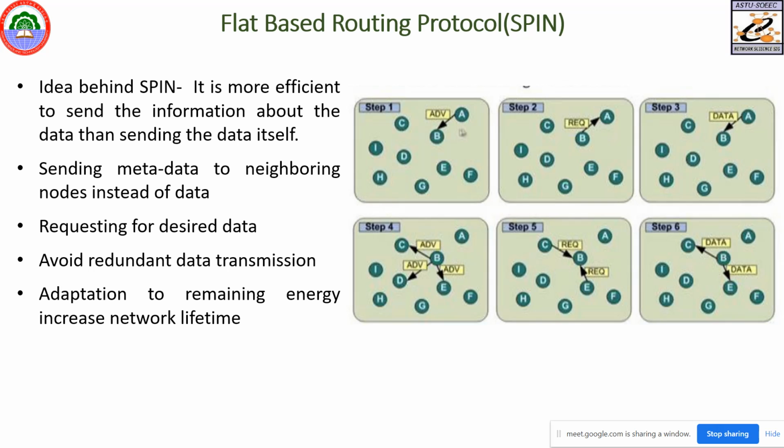So I'm repeating again, instead of sending the data directly, it will send an advertisement to check whether that particular neighbor is interested to receive my data or not, is interested to retransmit my data or not. So first it will advertise saying that I have some data, just like some kind of metadata. So node A will advertise to all the neighbors, as B is also a neighbor. So first it will receive, as it is nearer to the source node A.